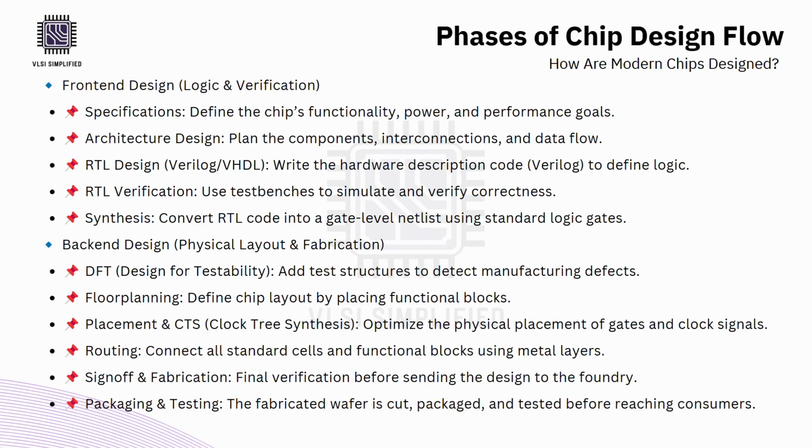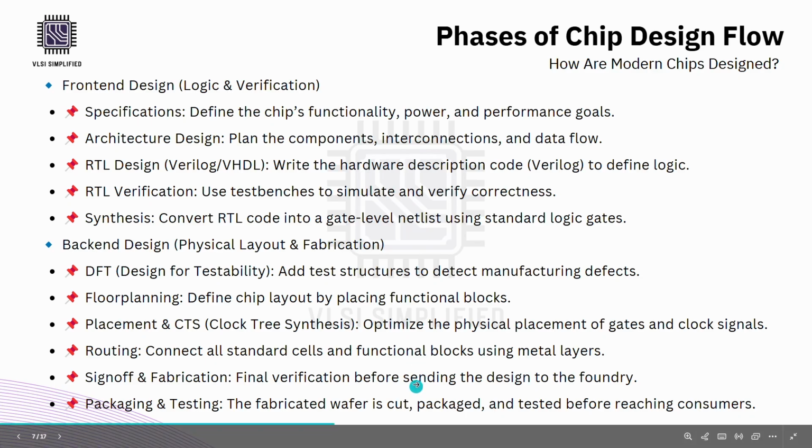We start with DFT, design for testability, to insert test structures that help detect any defects after manufacturing. Then we move on to floor planning, where we define the layout and placement of major blocks on the chip. After that, placement and CTS, clock tree synthesis, which ensures all gates are properly placed and clock signals are balanced. In the routing phase, we connect everything using multiple layers of metal wiring. Once all that is completed, we go through sign-off, which is the final round of checks before fabrication.